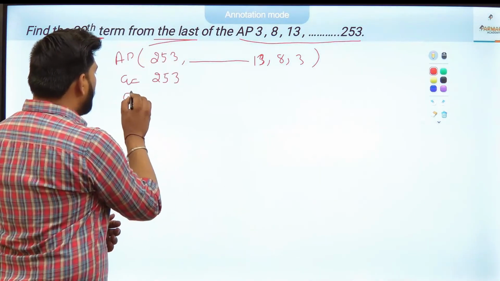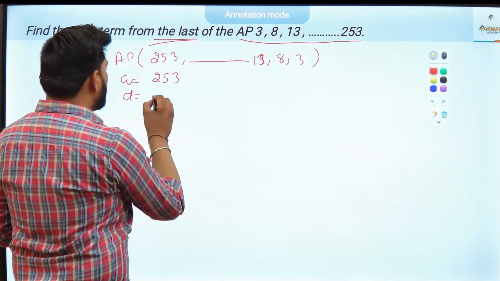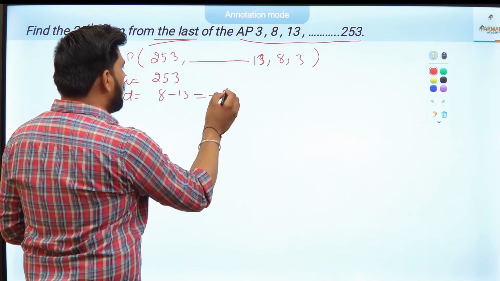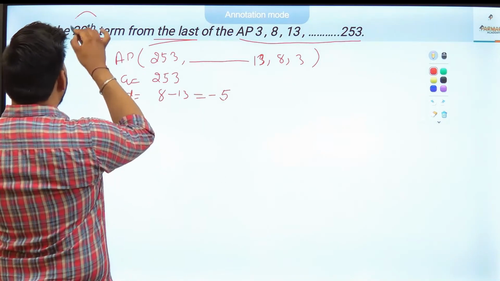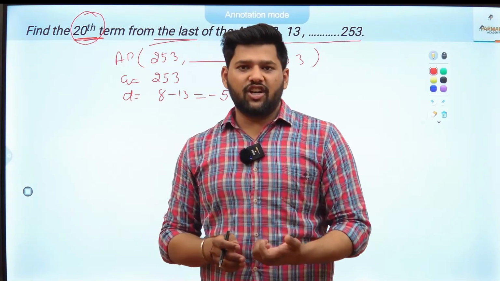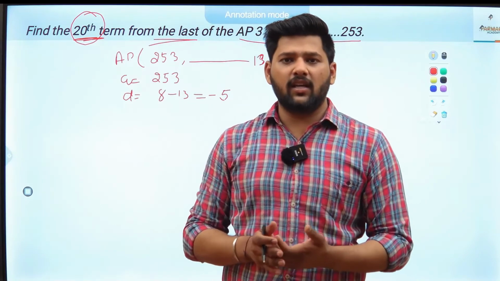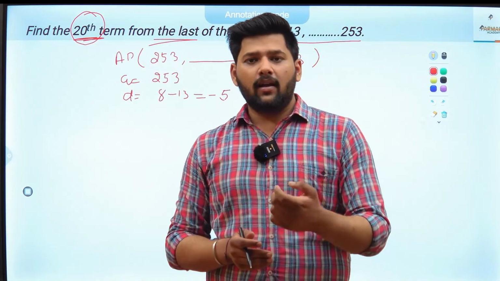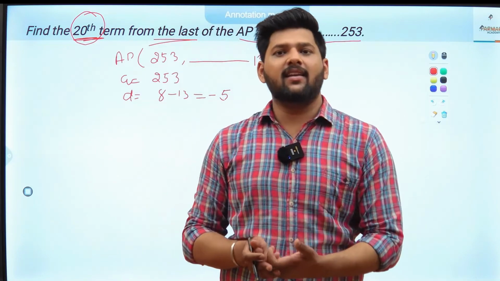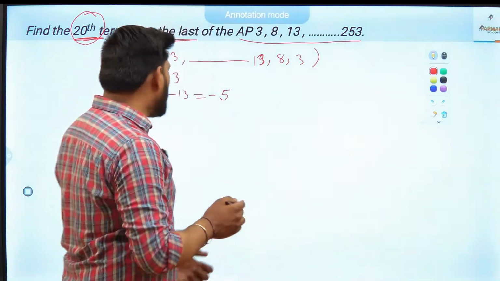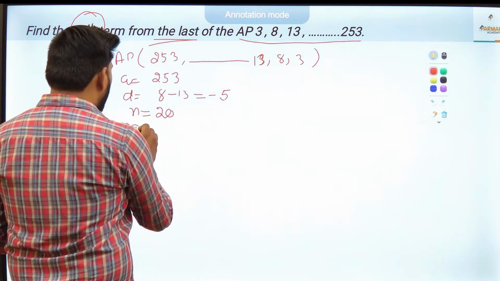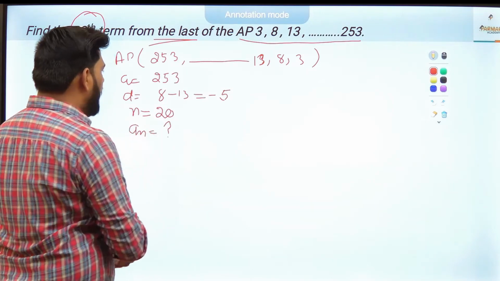Now the common difference, that is equal to 8 minus 13 or 3 minus 8, that is equal to minus 5. Now we have to find the 20th term. 20th, that is the position. Means is this time हमें n की वैल्यू दी गई है कि जो 20th term है 20th नंबर पे जो वैल्यू आएगी हमें वो फाइंड करना है. Means n is given, we have to find the an, corresponding an. So n is 20 and we have to find the value of corresponding an.